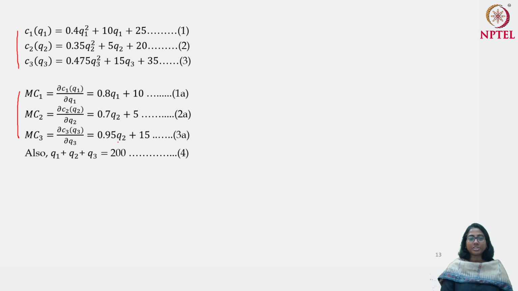We also have the condition which is Q1 plus Q2 plus Q3 is equal to 200. So basically we have four equations here, but we'll see that we actually have three equations to solve in order to determine the three variables Q1, Q2 and Q3, which is perfectly possible. So what do we do?